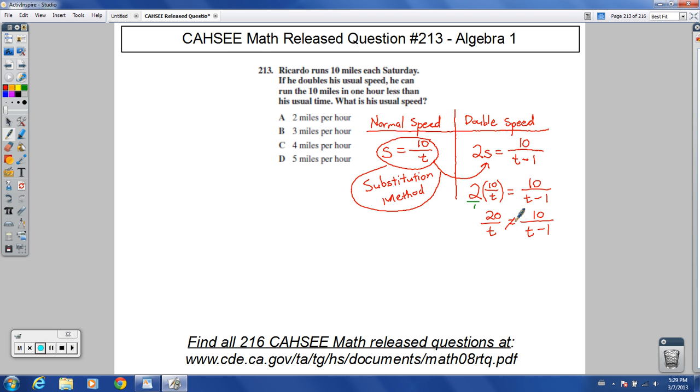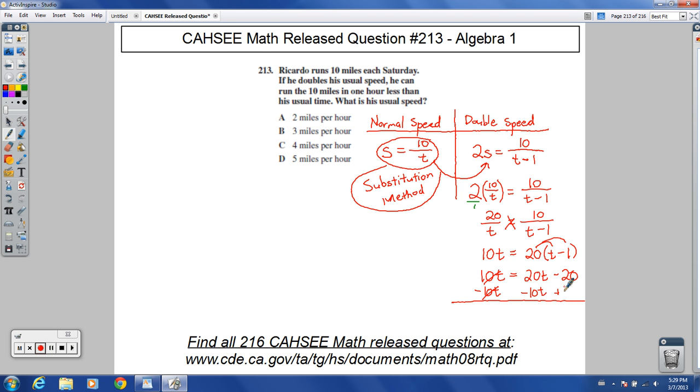From there, let's cross multiply. We've got 10 times t on one side, and we've got 20 times t minus 1 on the other side. If we distribute the 20, I have 10t equals 20t minus 20. And then if I subtracted 10t, that would be one way to do this. Subtract 10t from both sides. That would get rid of that here and here.